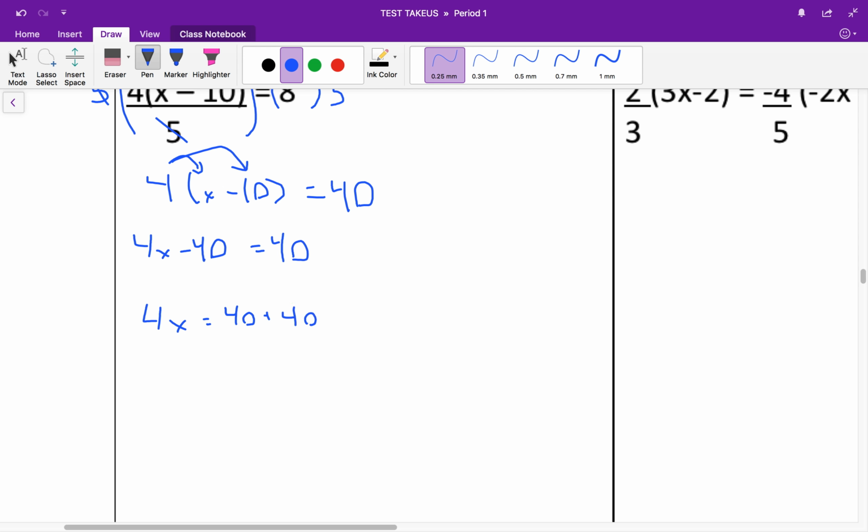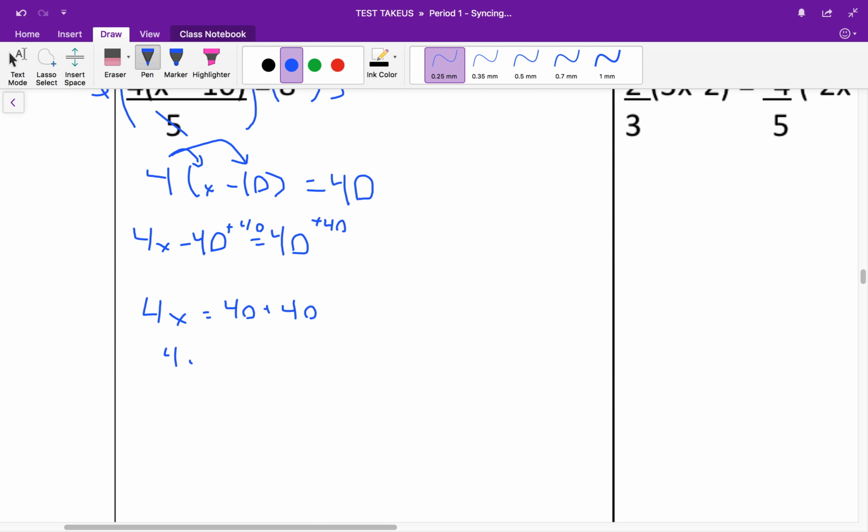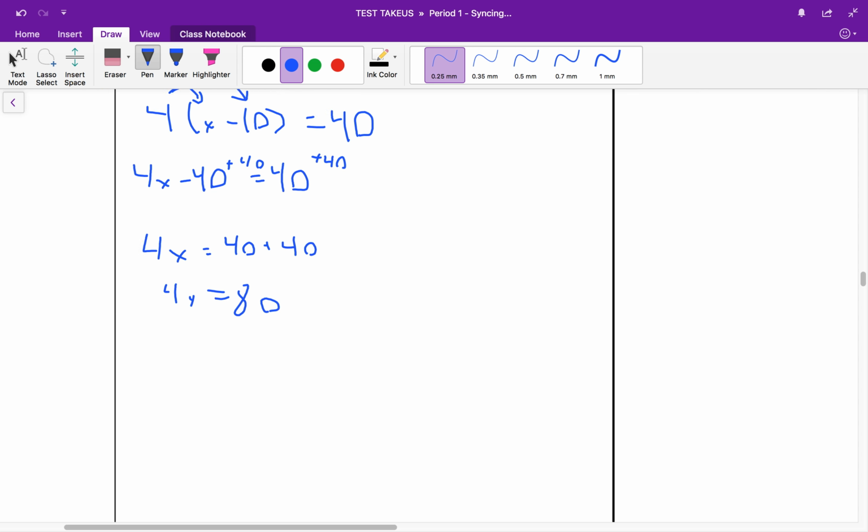Now if you want to think about eliminating it, we make 0 pairs here by adding 40 to this side. Whatever we do to that side, we have to do to the other. So I'm going to get 4x equals 80. Then I have to divide this side by 4 to get rid of that multiply. They're going to cancel out, get a 1, so I have x equals 20.